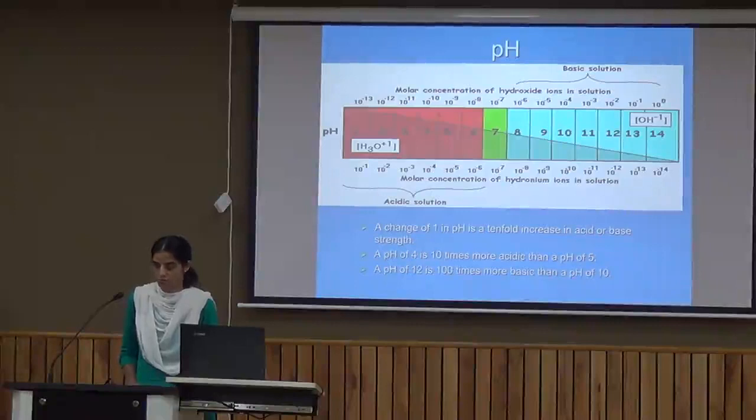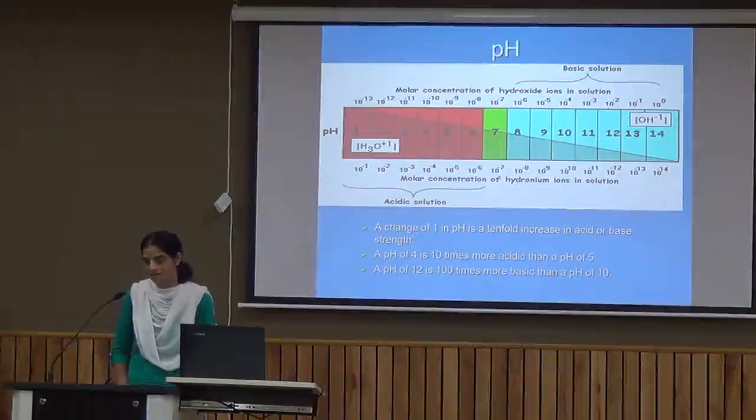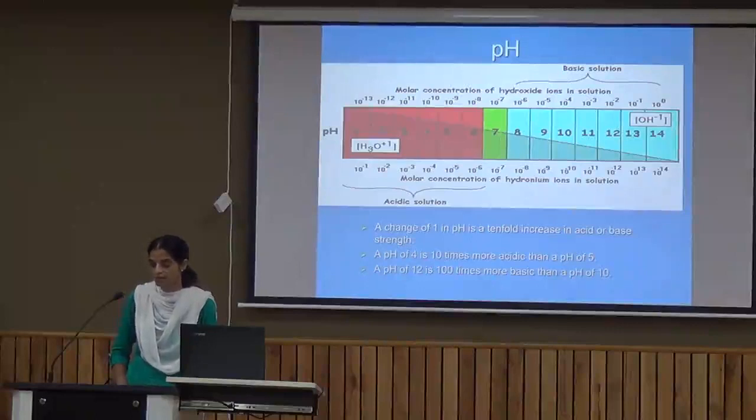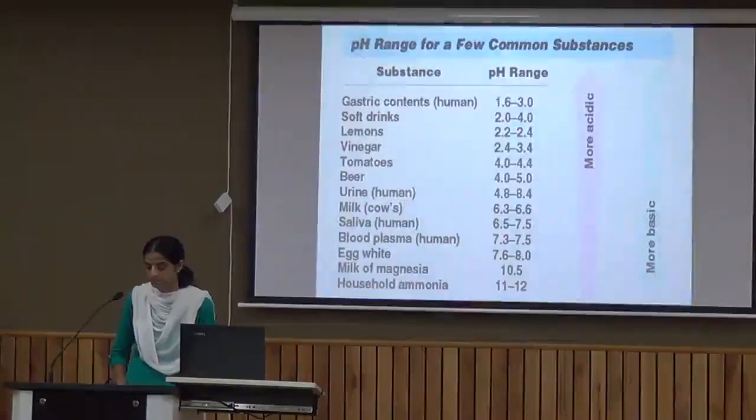If we have two solutions, one with pH 1 and other with pH 3, among the two, whichever has the lower pH value will be more acidic in nature. 7 is actually the neutral point, and then above 7 till 14, the basicity goes on increasing. So if we have two solutions, one with pH 11 and the other with pH 14, among the two, more basic nature will be for pH 14.